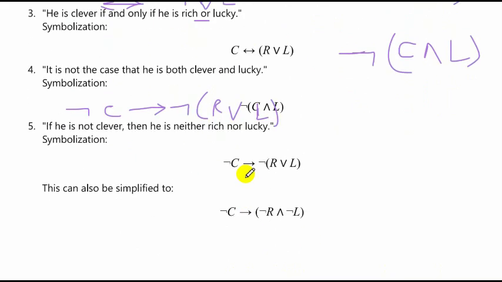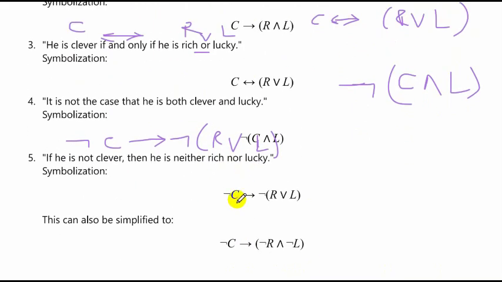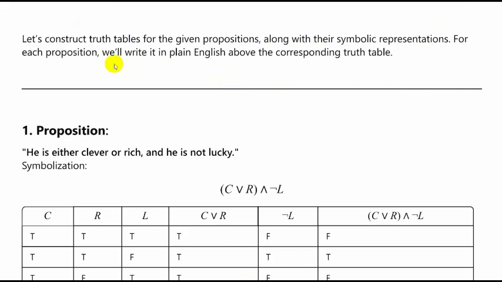Right, we finish off with this topic here. Let's continue with the next part. Okay, let's continue with the construction of the truth tables for the given propositions, which we had earlier solved. So we have, he is either clever or rich and he is not lucky. This is the AND. He is not lucky.